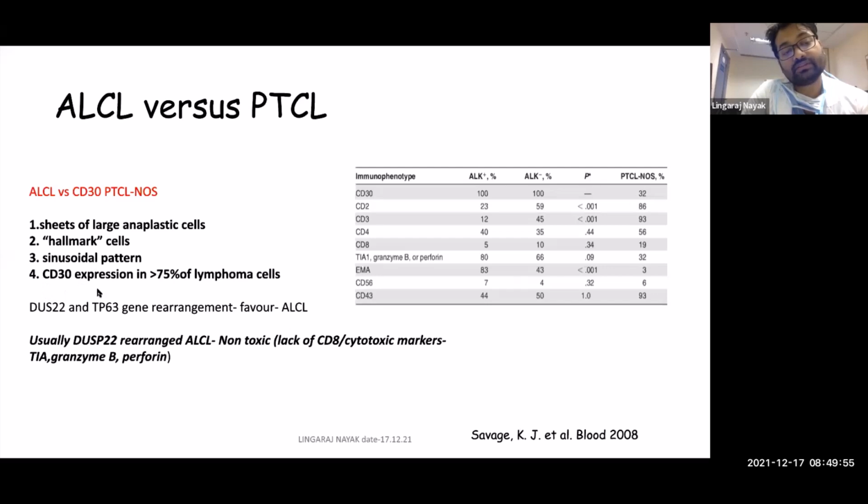So most important is CD30 expression. So we have CD30 expression in almost more than 75% of the lymphoma cells in ALCLs, which is not commonly seen with PTCL NOS. That is one of the differentiating points along with other histological features. Now we have got something called DUSP22 and TP63 gene rearrangements that I will discuss in my subsequent slides, which are various subtypes of ALK negative ALCL again.